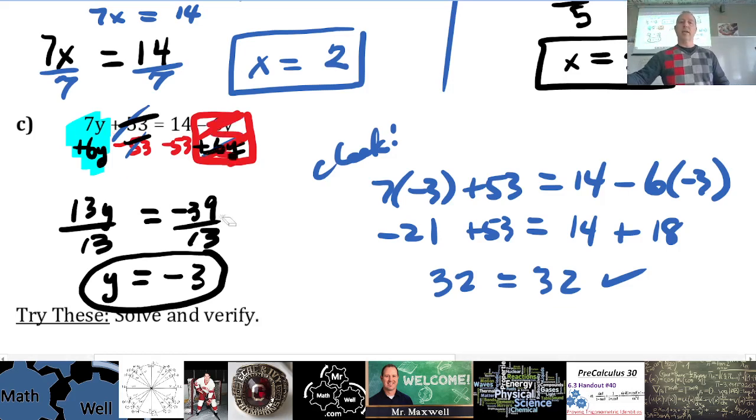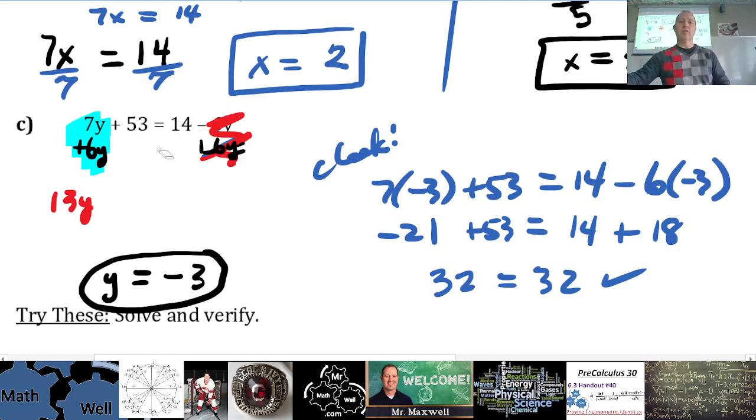Now, there's no sense for us to do this. If you got 13y here, there's really no sense for you to also bring the 14 over. Do you know what I mean? So if we eliminated everything from the right side, you could still get the right answer. It's just a long way.